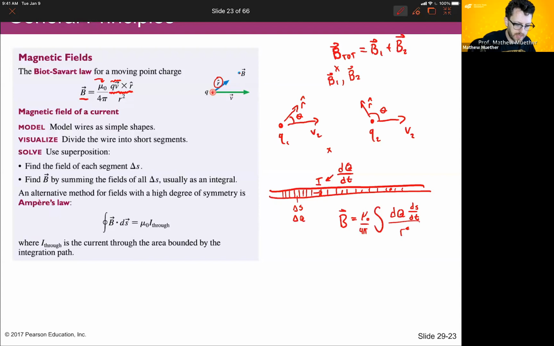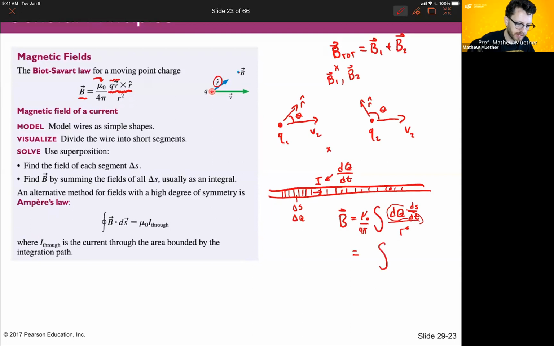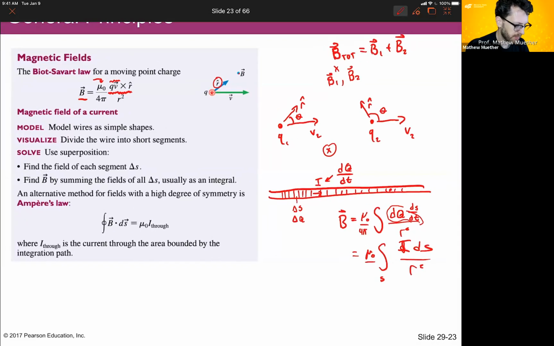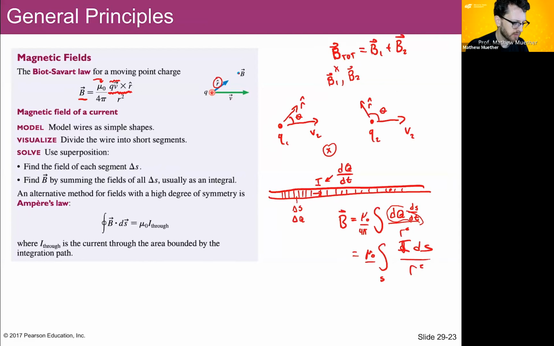Well, you can see that I get some interesting things coming out. I get a dq dt that's something like the current through that little area. And so this starts to look like the current times some differential r squared. And I can integrate this over all the positions across this wire and do the vector summation to find the total magnetic field at this position. Your book walks through this in detail, but the important thing is the result of that calculation.